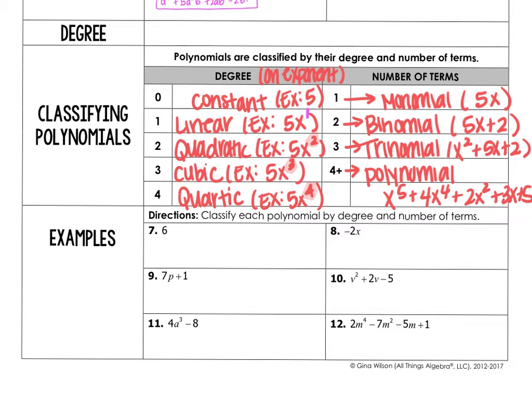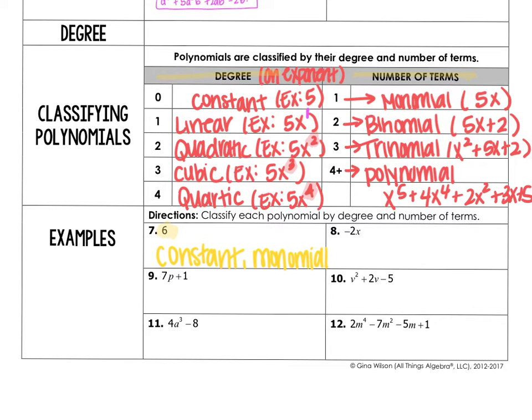So this next set says classify each polynomial by a degree and the number of terms. So it's just the number 6. Do not hesitate to go back up here and look at your rules. It's just a constant number, right? There isn't a letter with it. Since there isn't an x there, we call this thing a constant. And since there's only one thing listed, there isn't stuff being added or subtracted to it, it would be a monomial. There's just one term there.